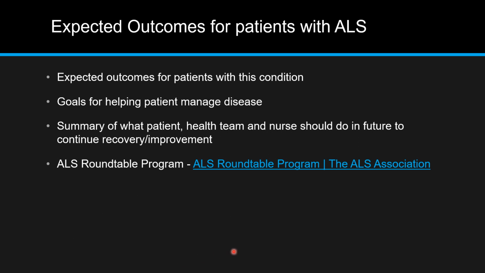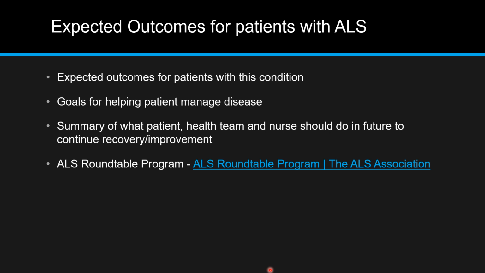Expected outcomes for patients with ALS. The average life expectancy after diagnosis is 2 to 5 years, but some patients may live longer, for years or decades. About 25% live 5 years or more, and up to 10% live more than 10 years. No known cure or treatment can reverse the damage caused by ALS.